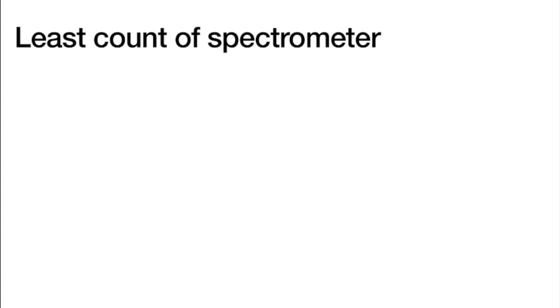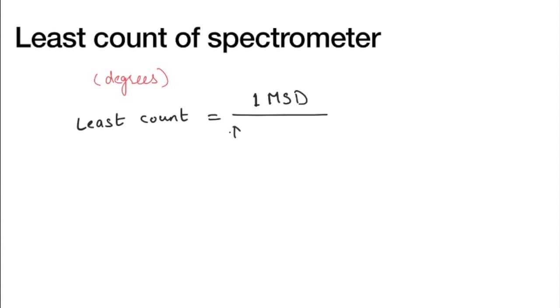So obviously the measurements are done in degrees. So the least count is given by this equation or formula, which is common for any instrument. Least count is given by 1 main scale division divided by the number of divisions on the vernier scale. Or if you talk about a screw gauge, then you say the number of divisions on the circular scale. So let us have a look at a few examples.